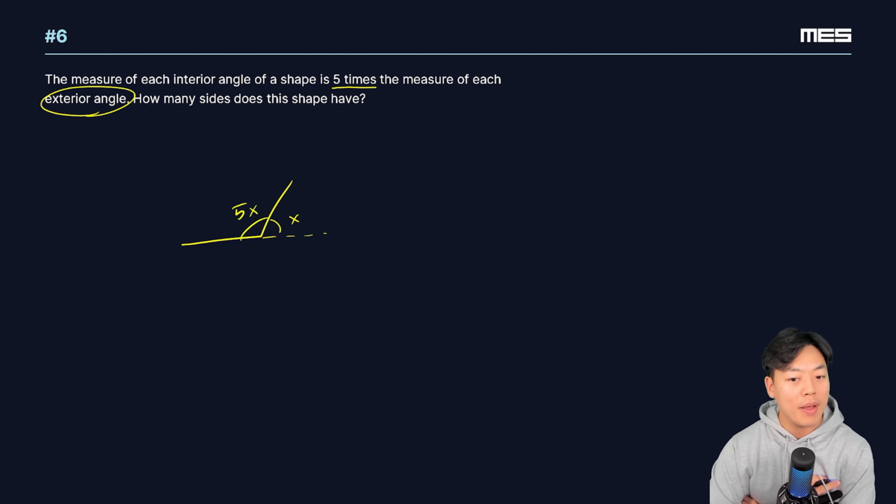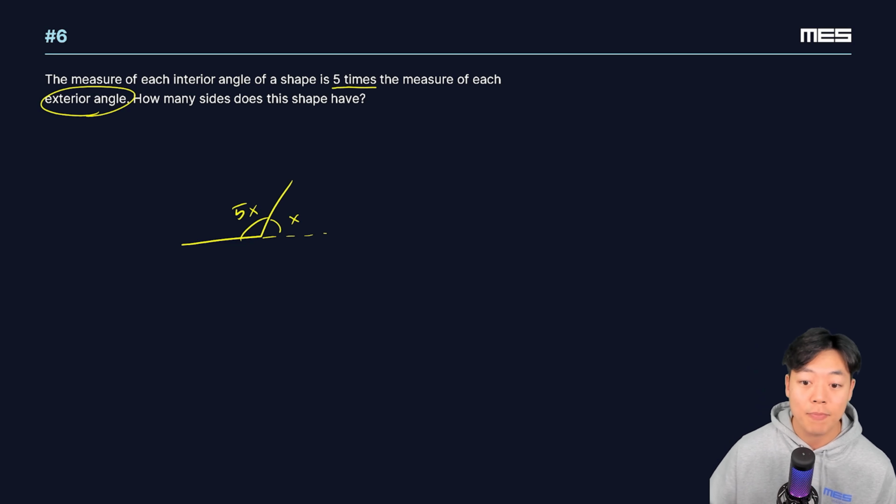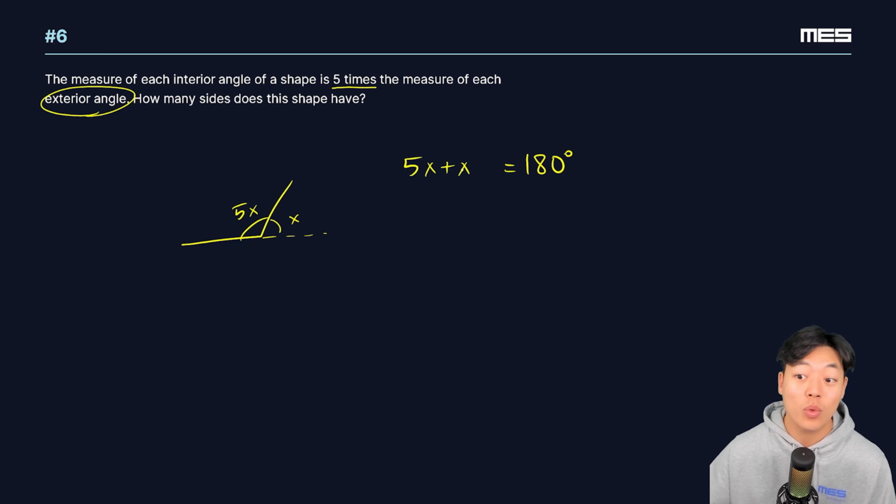And now what do we know about this? Think about it for a second. We have 5x and x. We know that they create a straight line. A straight line adds up to 180 degrees. So 5x plus x will equal 180 degrees. So we have 6x is equal to 180, and x will be equal to 30 degrees.